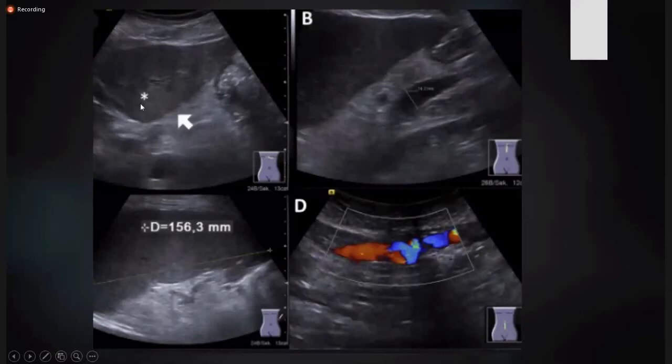Again, these are a few pictures of the CLD patient, irregular nodular margins of liver with coarse parenchyma. Liver is now black. Portal vein is dilated. The third picture shows enlarged spleen, and the fourth picture shows there is flow within the portal vein. So this is how you diagnose chronic liver disease with portal hypertension on ultrasound.